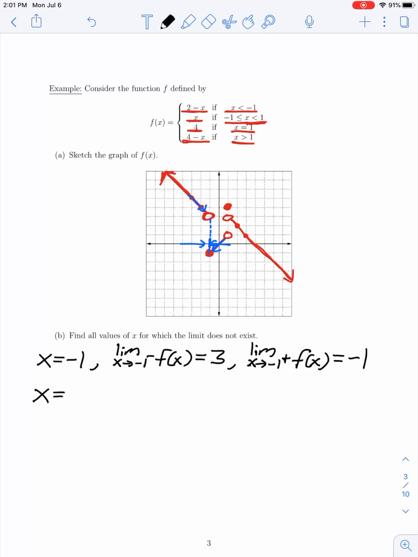Now another point where we have a limit which does not exist would be at x equals 1. Here we see from the graph that we've sketched in part A, the left-hand limit of f of x as x approaches 1 is 1, and the right-hand limit as x approaches 1 of f of x, we see from the graph of our function, is 3. So here we have determined from our graph these values of x where our limit does not exist.